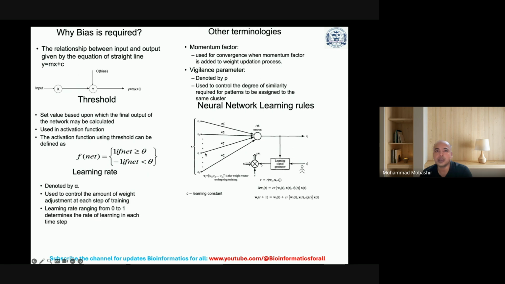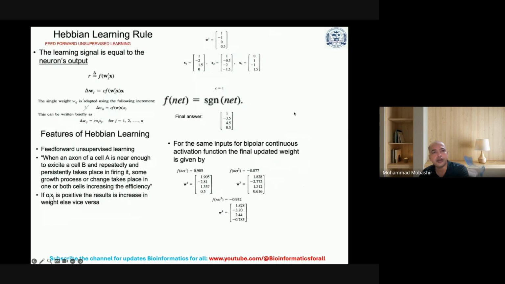Other terminologies are momentum factor and vigilance parameter, and these things are quite simple to understand. Now, neural network learning rules you have also learned well. Then comes the Hebbian learning rule, among the different types of learning rules. Then the features of the Hebbian learning rule. In this learning rule, the learning signal is equal to the neuron's output. This is the Hebbian rule. Then what are the features? Feed forward, unsupervised learning.